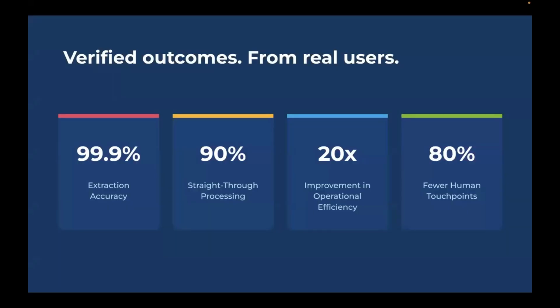And before we move into the Q&A, here is some of the feedback that we've gotten from our users. We've been reported with a 99% extraction accuracy, a 90% straight through processing rate, a 20x improvement for users in operational efficiency, and also 80% fewer human touch points with Unstract.